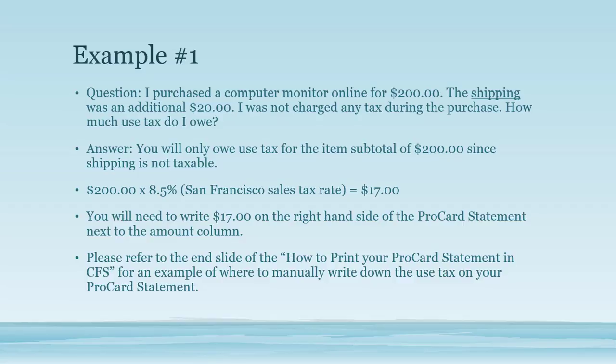You will need to write $17 on the right-hand side of the ProCard statement next to the amount column. Please refer to the end slide of how to print your ProCard statement in CFS for an example of where to manually write down the use tax on your ProCard statement.